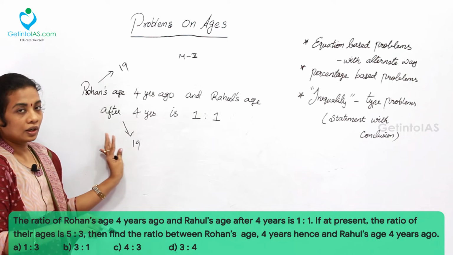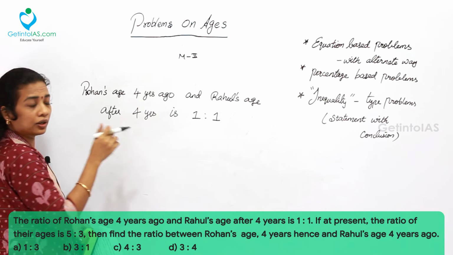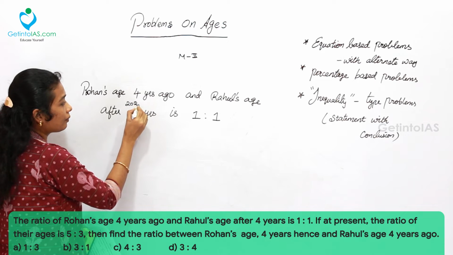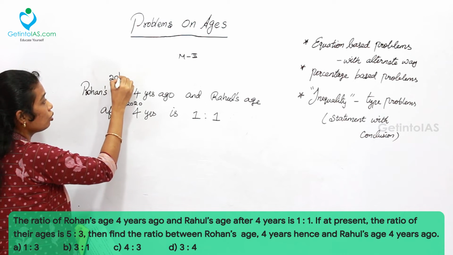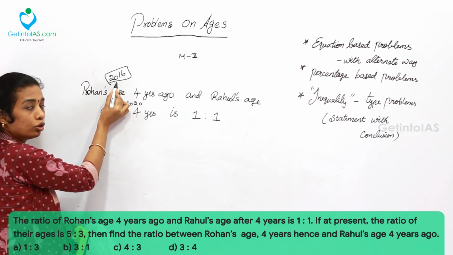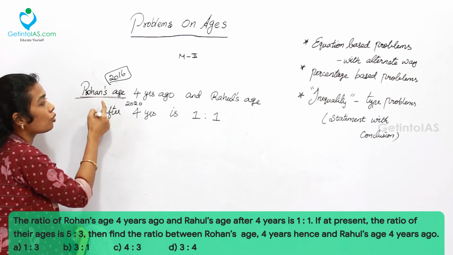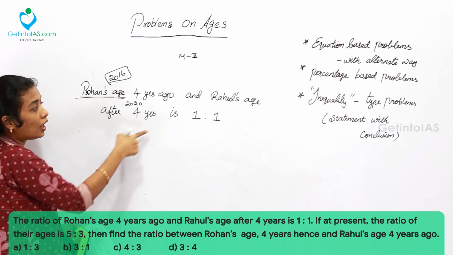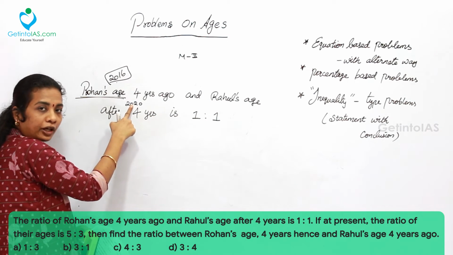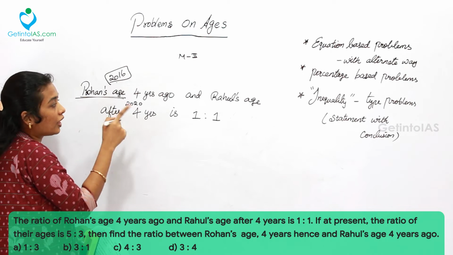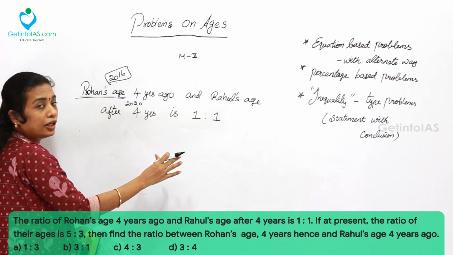Let's solve it under that way. At present, we are at 2020. 4 years ago, 2020 was 2016. At 2016, what was Rohan's age? The same age will be attained by Rahul after 4 years from the current period. That is the point. If you catch this point correctly, then easily you can answer.